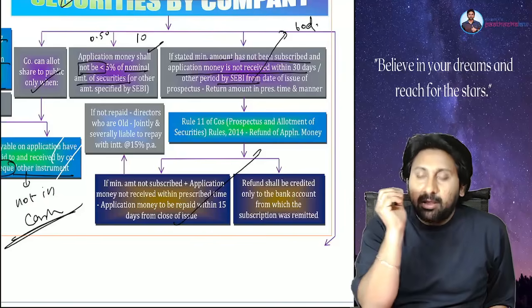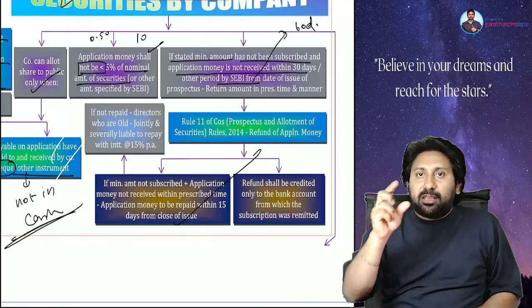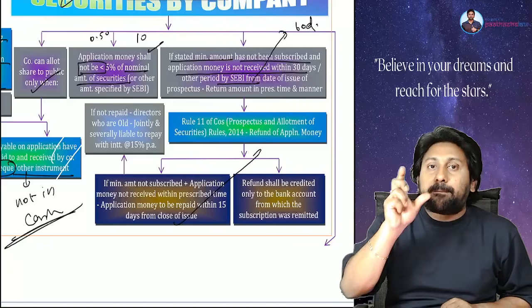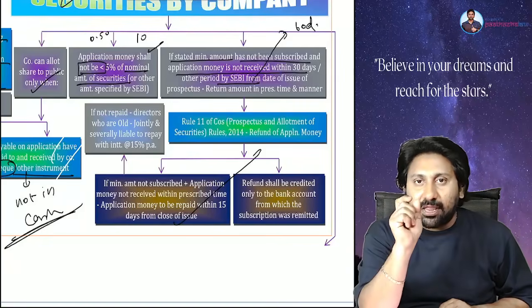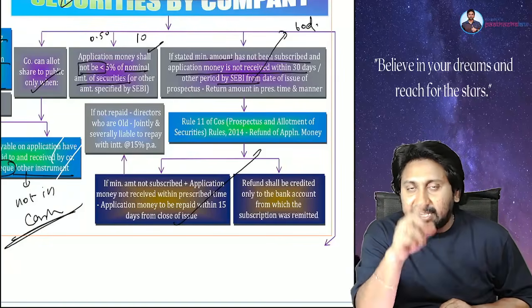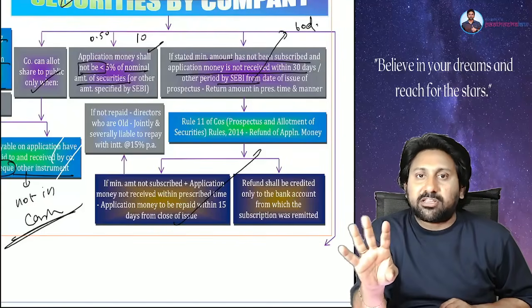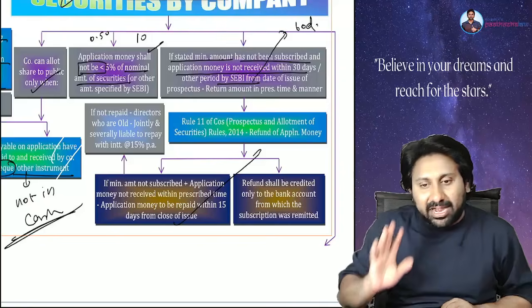Next one, if the amount of minimum subscription is stated, that should be received within a particular period of 30 days or 60 days. Unlisted companies 30 days, listed companies 60 days. Within this 60 days time, if you could not allot the securities, you have to refund back the entire amount.